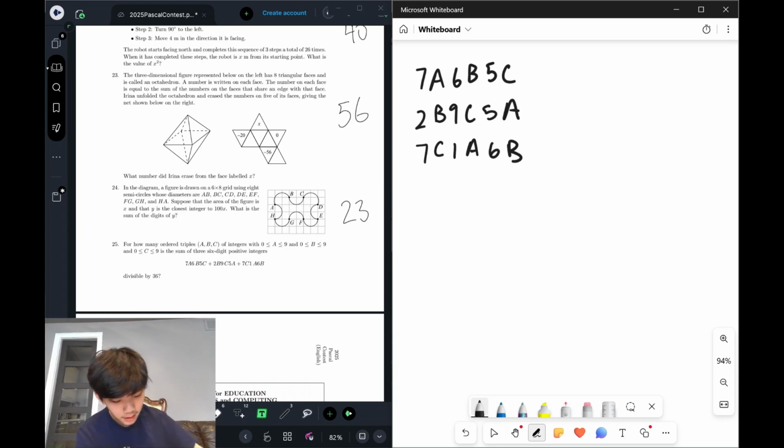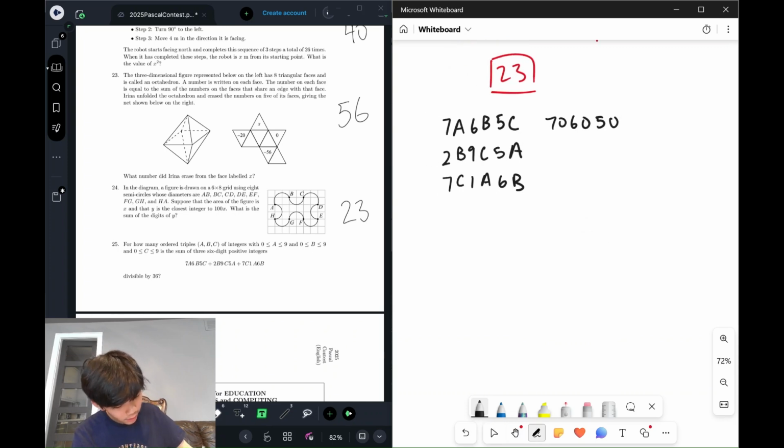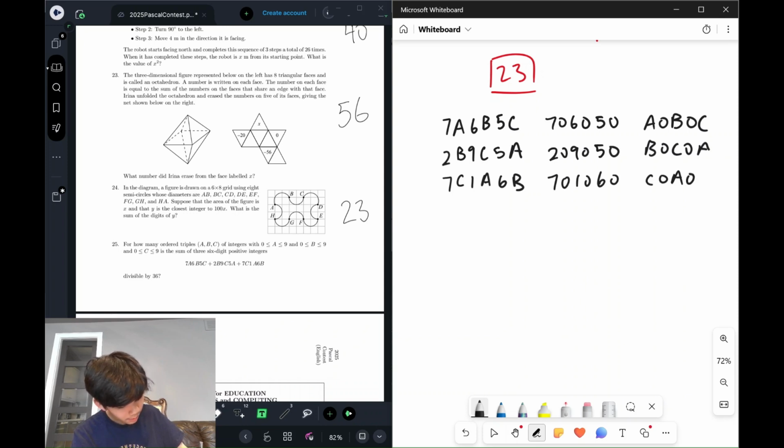First, we're going to split these into separate numbers. So we can split the first number into 706050 and AOBOC is 209050 and BOCOA 701060 COAOB. All right, so let's add these three numbers first. So 0, 16, carry the 1, 16, carry the 1, 16. So 16, 16, 16, 0.